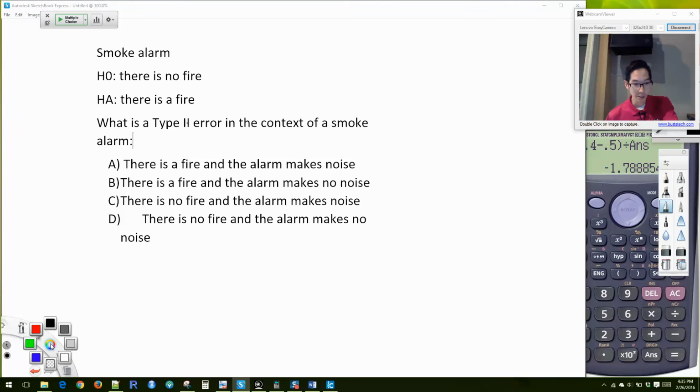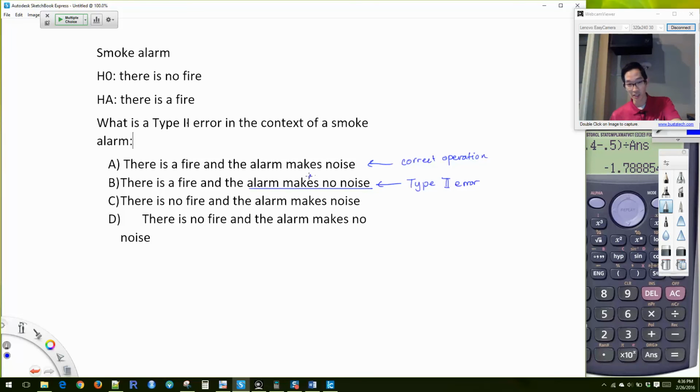Okay, so what we have here: there is a fire and the alarm makes noise. This is a good thing. This is correct operation. There is a fire and the alarm makes no noise. This is a type 2 error. We did not reject. No noise would be not rejecting the null hypothesis. When there is a fire, it would be the null hypothesis is false.